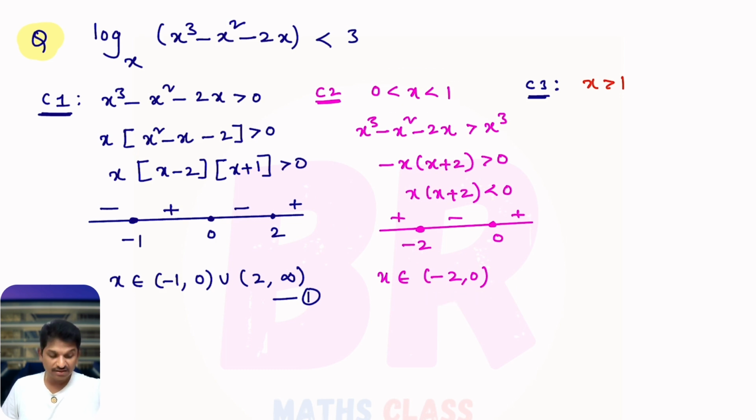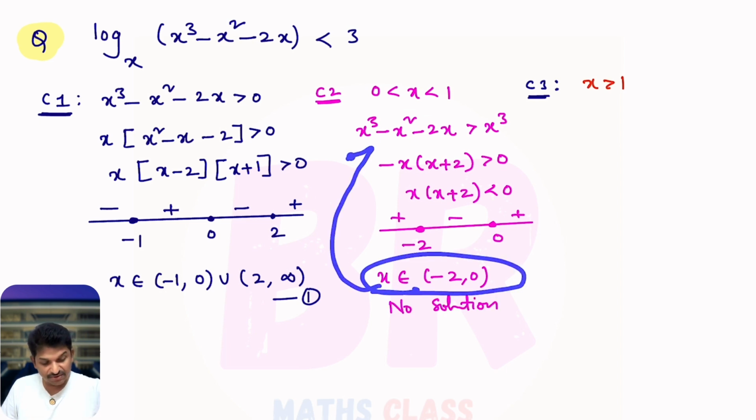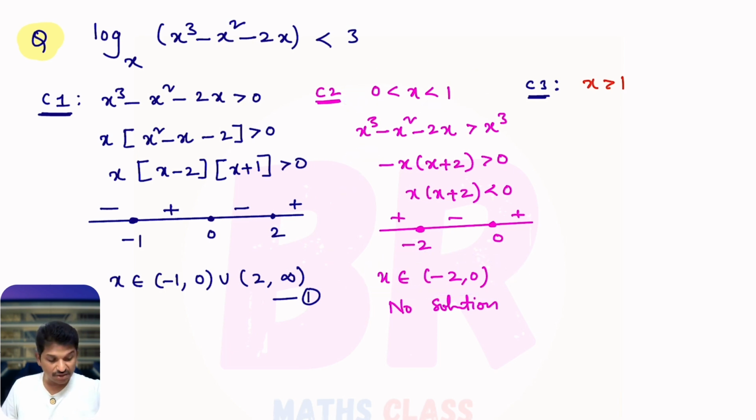If we take, see, this is 0 to 1. This is minus 2 to 0. That means no solution. These are the x values that satisfy this inequality, but I considered that the x value lies between 0 and 1, right? In whatever x values I got, no x value is there in this interval. That's why no solution. Now the third one is x greater than 1.